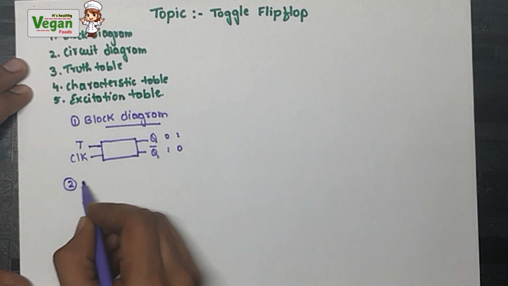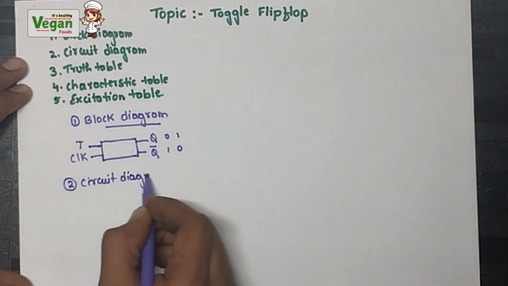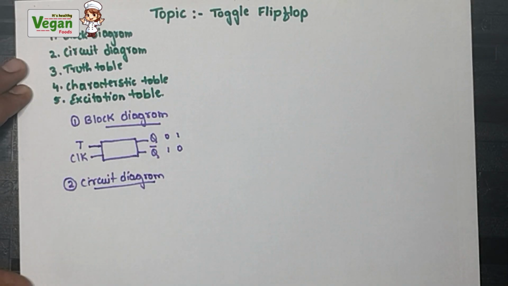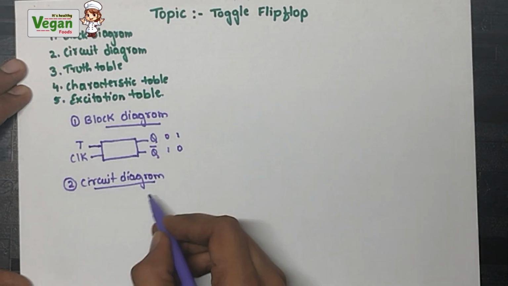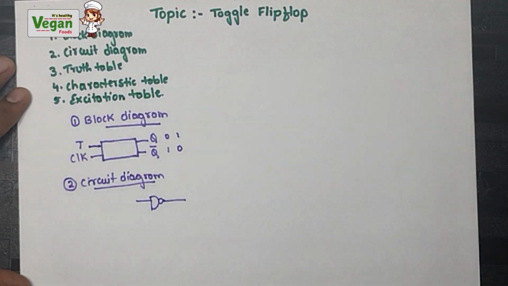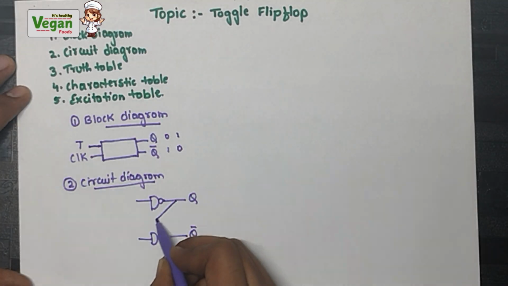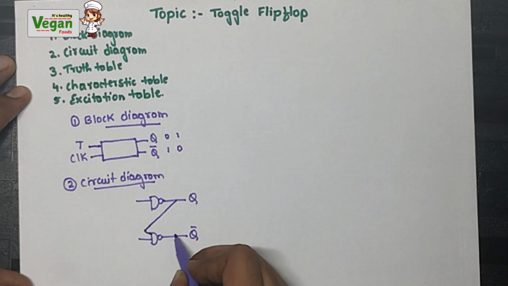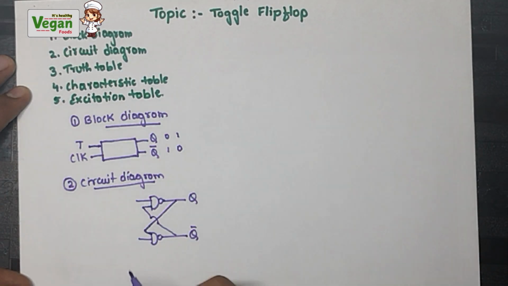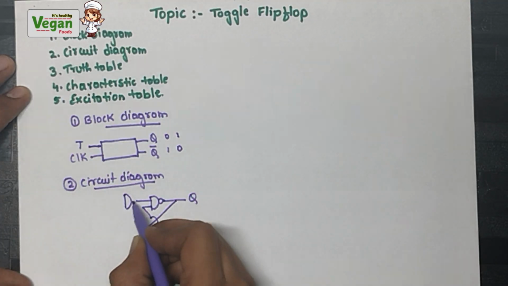Second one will be the circuit diagram. To write the circuit diagram, first let's design the latch. We can design it using NAND gate or NOR gate. NAND gate means AND gate with a NOT gate in front of it. One output will be Q, another output will be Q bar. This output will be input to this one and this output will be input to this one. Now we designed the latch. We need a flip-flop, so I will add another NAND gate.